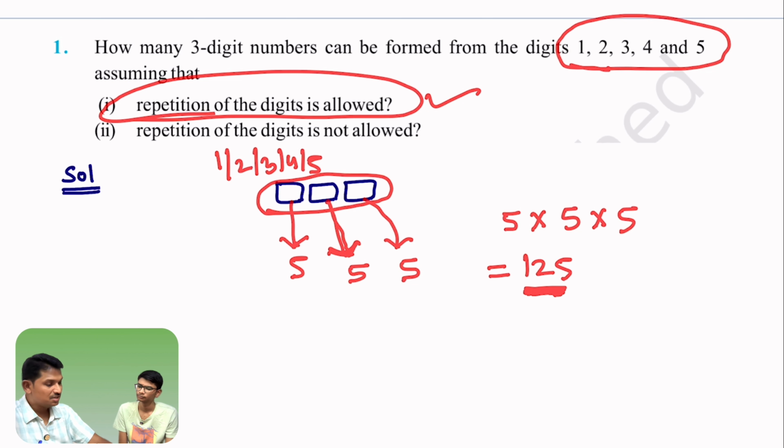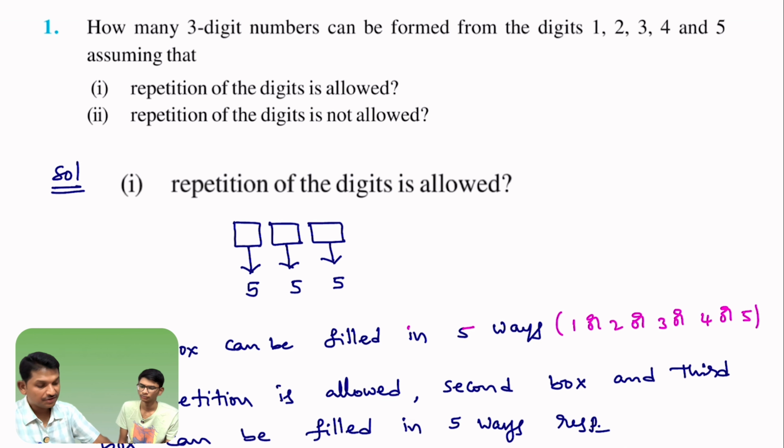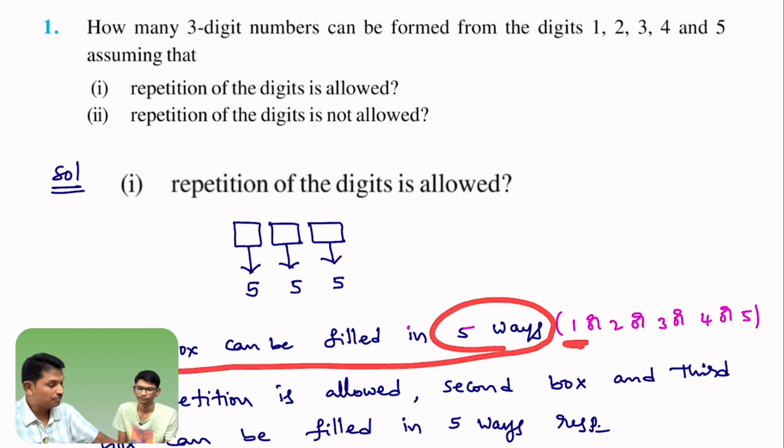But in examination, you need to write steps one after another. How we'll write the steps? See, first what we'll do, we'll take 3 boxes like this. And this can be filled in 5 ways. This can also be filled in 5 ways. We'll write like this. And we'll write first step like this. First box can be filled in 5 ways. What are those 5 ways? You can fill with 1 or 2 or 3 or 4 or 5.